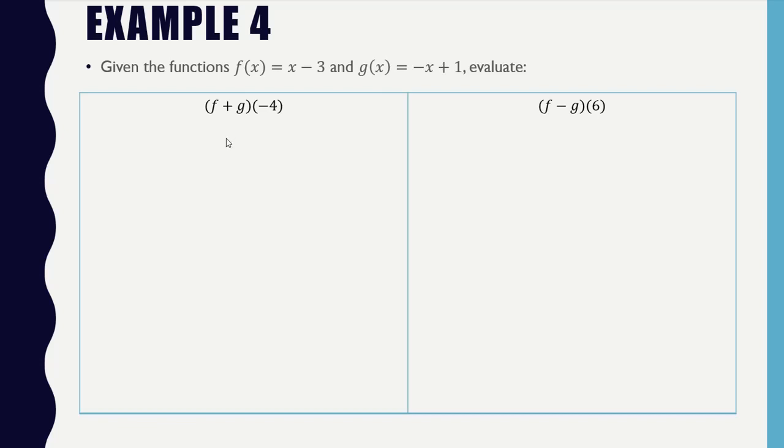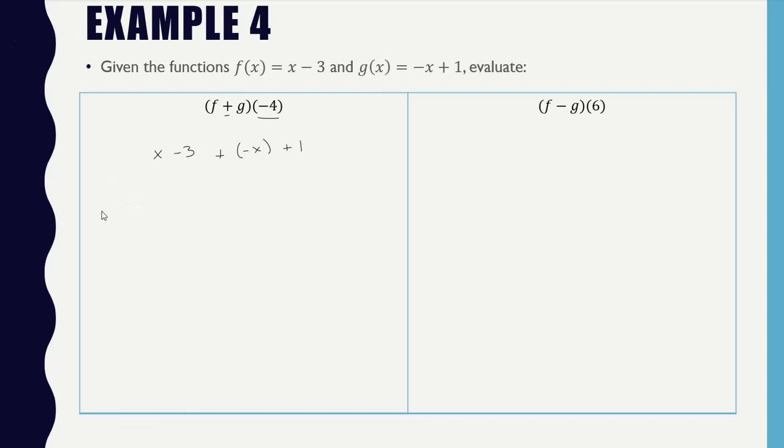Okay, example 4. Given the functions f of x is equal to x minus 3 and g of x is equal to negative x plus 1, evaluate. Okay, so we want to add these functions in this first example. So we're going to go x minus 3 plus negative x plus 1. Now we could substitute in negative 4 for our x, and maybe that's the best thing to do at this point.